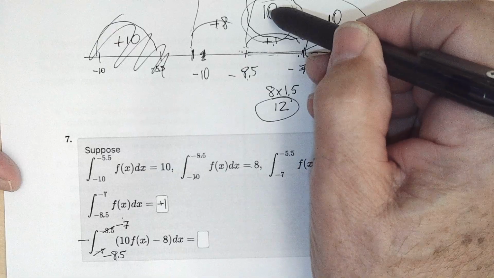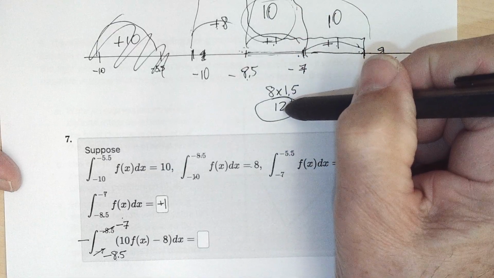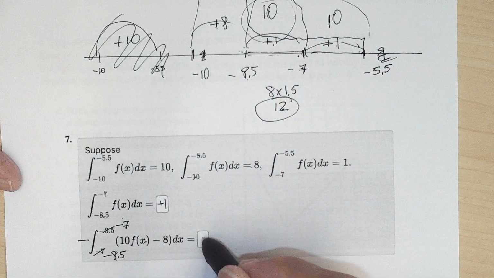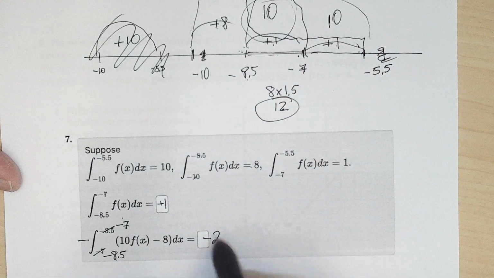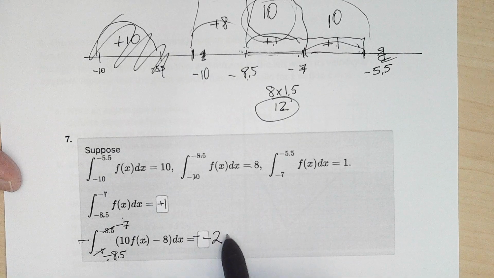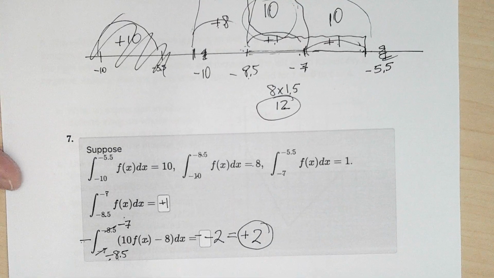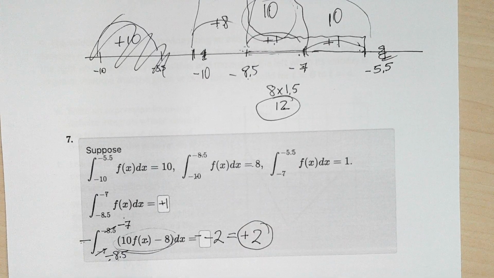Well, if it's at plus 10 and I lose 12, I'm going to have an area of minus 2. But this said do it the other way, so the minus of the minus 2 would be plus 2. That one takes some thinking about what's going on there.